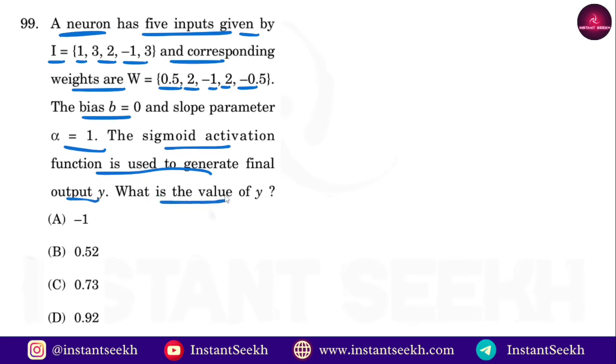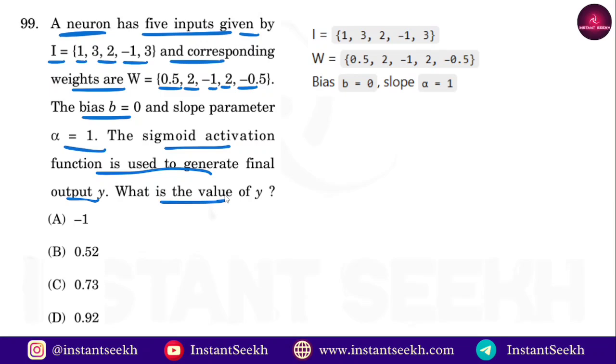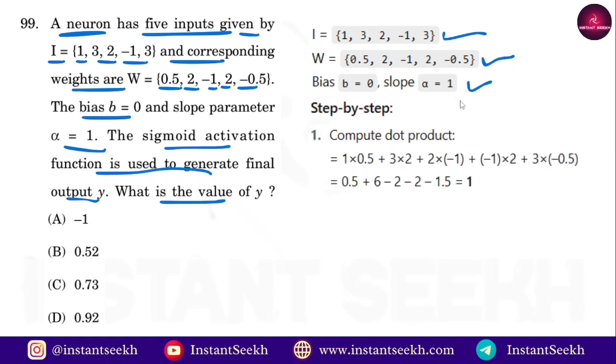First of all, we need to compute the sum. Let's go step by step. First we will pen down what we have. The inputs are 1, 3, 2, minus 1 and 3. The respective weights are 0.5, 2, minus 1, 2 and minus 0.5, the bias is B equal to 0 and slope equal to 1. First we compute the dot product of weights and inputs. The final answer that we get is 1.